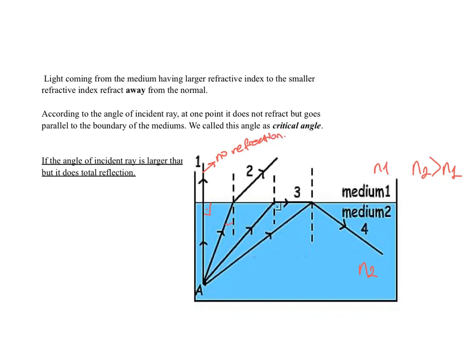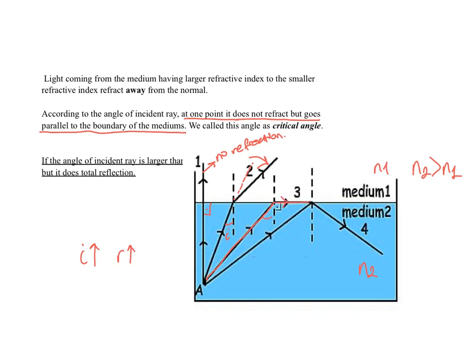If there is an angle, this angle of incidence, then you see that the refracted ray will bend away from the normal. When you increase the angle of incidence, the angle of refraction also increases. At one point, it doesn't refract but goes back parallel to the boundary of the medium. Here, let's look at the number 3. It comes at such an angle that it doesn't go through the medium 1 but is refracted parallel to the boundary.